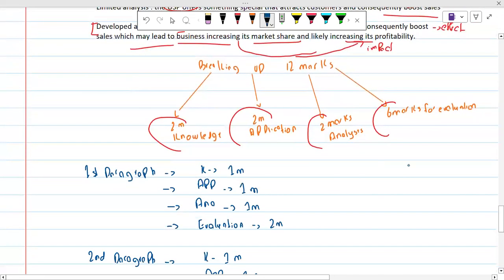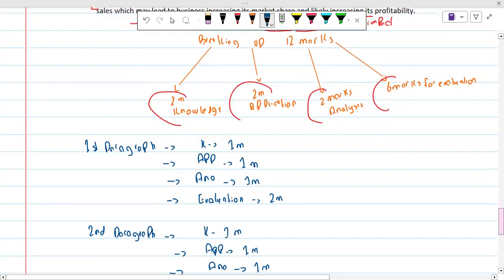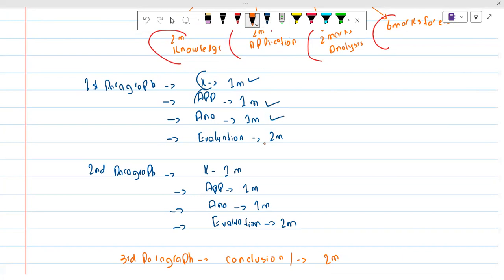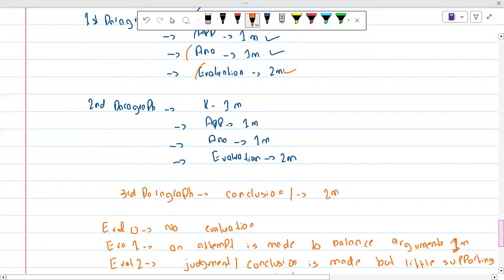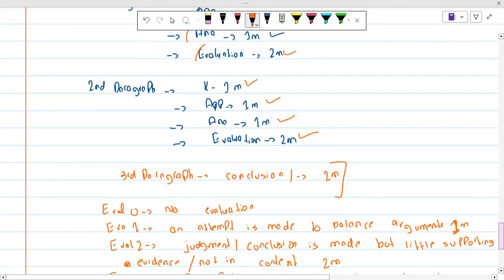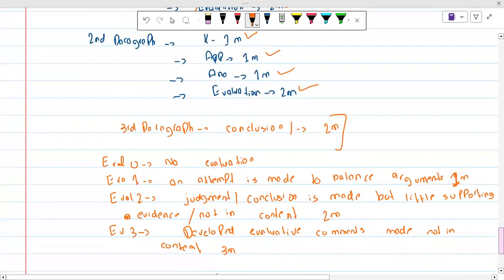So we have the 12-mark question. 2 marks for knowledge, 2 marks for application, 2 marks for analysis, and 6 marks for evaluation. Basically, if you're writing your first paragraph, you will write 1 mark for knowledge, 1 mark for application, 1 mark for analysis, and 2 marks for evaluation. Now, in the second paragraph, 1 mark for knowledge, 1 mark for application, 1 mark for analysis, 2 marks for evaluation, and in the third paragraph, 2 marks for your conclusion. That is, what is your opinion about the statement? Is it right or wrong?